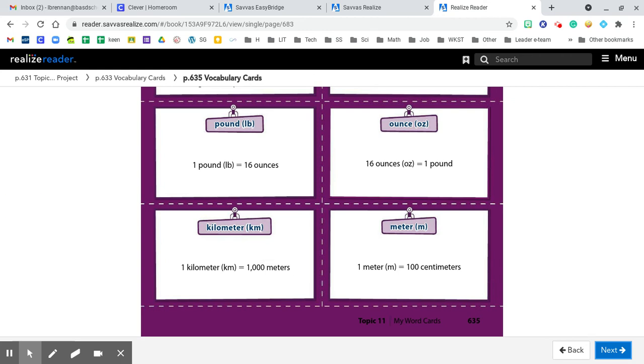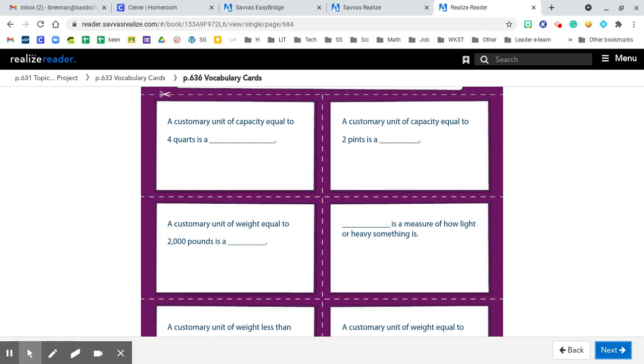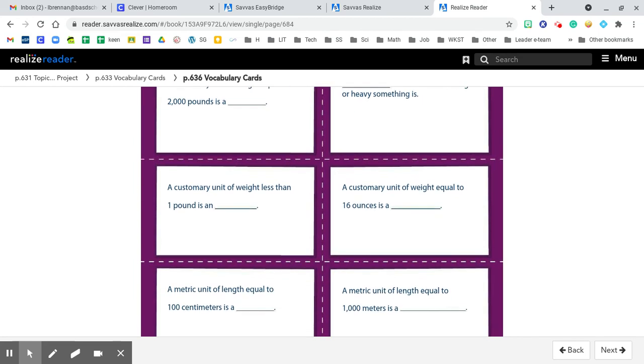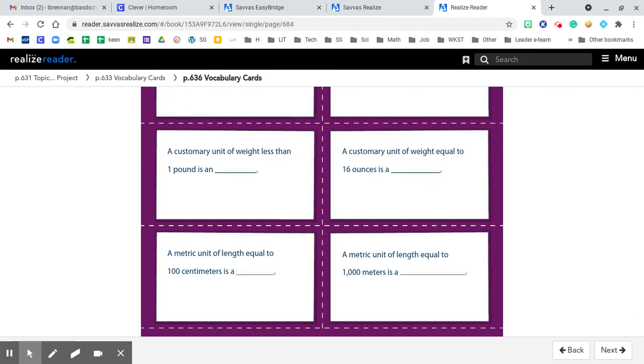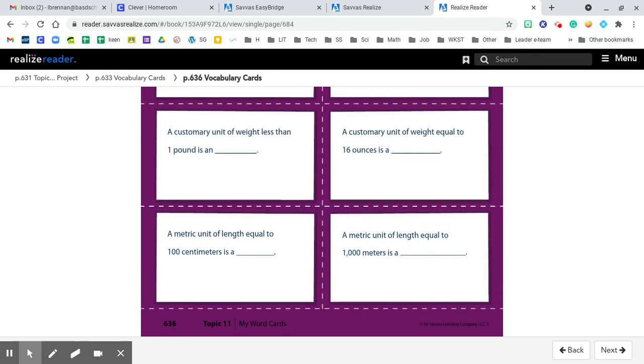A kilometer is 1,000 meters. A meter is 100 centimeters. And a customary unit of capacity equal to 4 quarts is a gallon. 2 pints is a quart. 2,000 pounds is a ton. Weight is a measurement of how light or heavy something is. A measurement less than a pound is the ounce. 16 ounces is a pound. 100 centimeters is a meter. 1,000 meters is a kilometer.